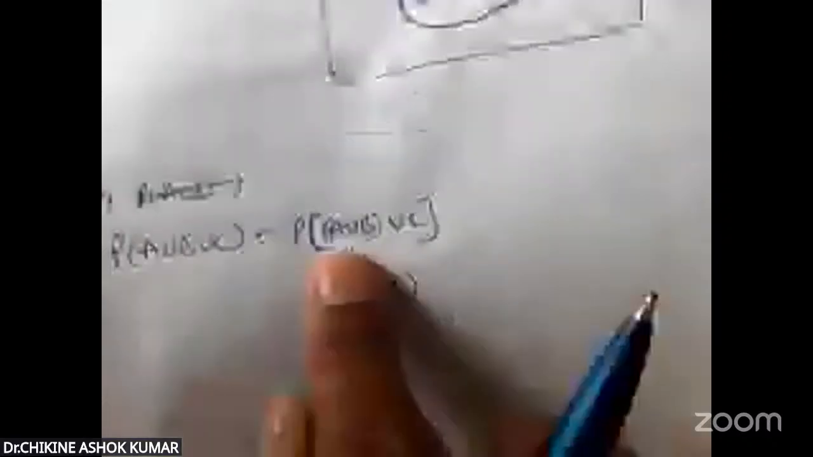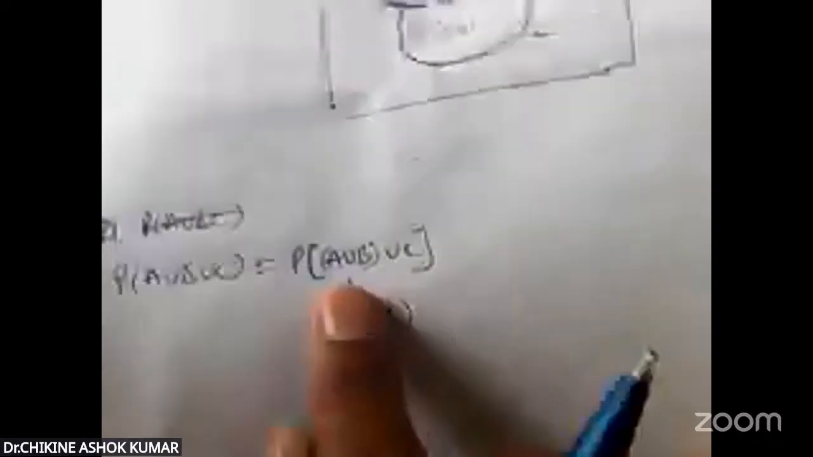It is the probability of A union B union C. Assume A union B is one complete set, call it A, and C is B. So it comes under the two-event case. What is the formula for A union B? Just now we did that: the probability of A union B. So apply the same formula, assuming this is A and this is some B.